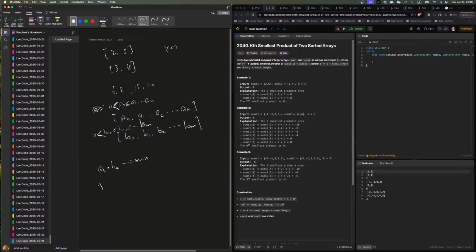Then we have A0 times B1, or B0 times A1. It will be the smaller of these two, so we can do the comparison. Let's say this one is smaller. So it'll be this one. And then we have, like, 4 pointers.